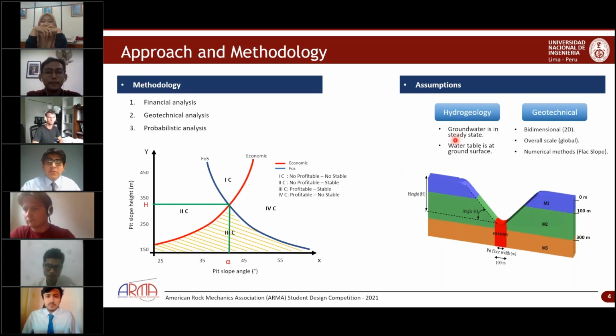The main assumptions for our analysis are related to the hydrogeological and geotechnical conditions. For hydrogeological, the groundwater condition is in a steady state, and the water table is at the ground surface. For the geotechnical assessment, a bidimensional 2D analysis was conducted.